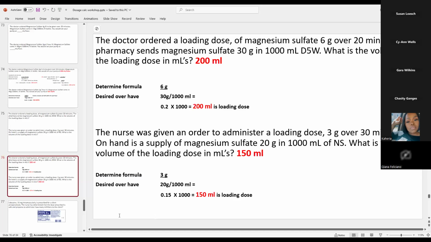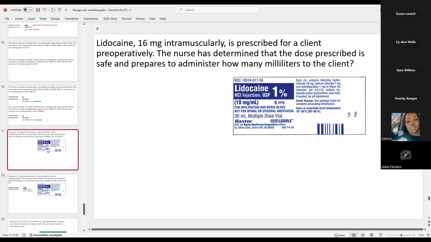Okay, so those ones are worked out there on the screen for you. Now this one is going to be using the label.